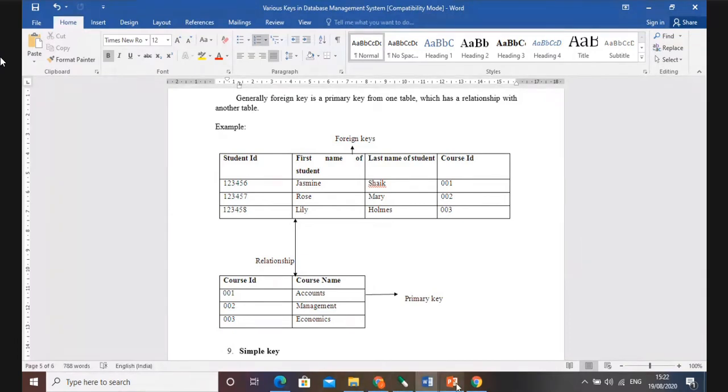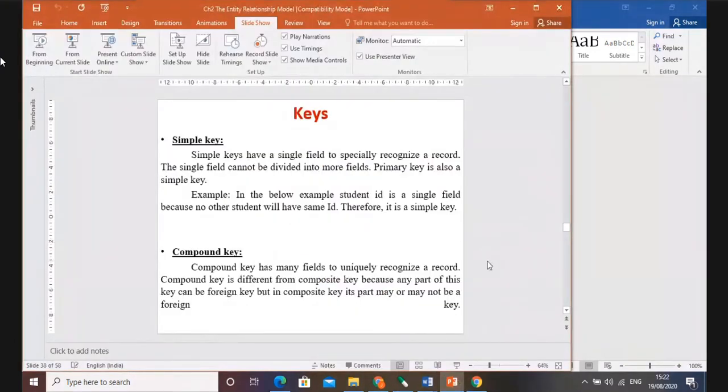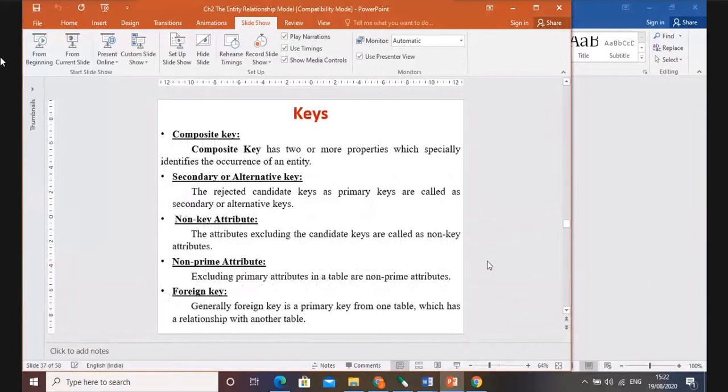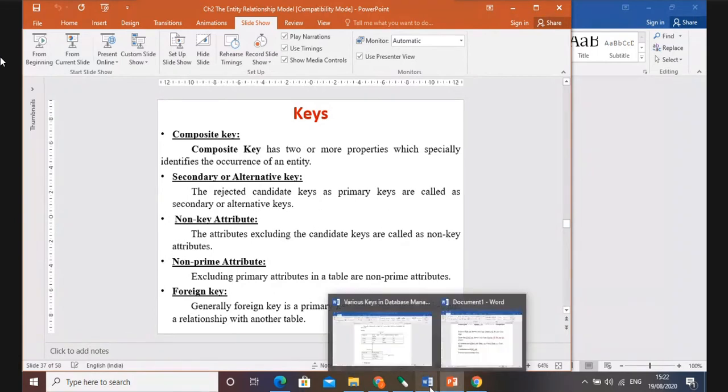I think I'll go with this slide. I have not added it here. In our next chapter I have added it, but I'll explain the concept, don't worry. The primary key of one entity set acts as a foreign key in another entity set.